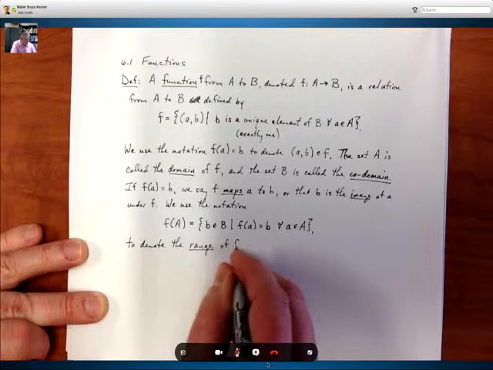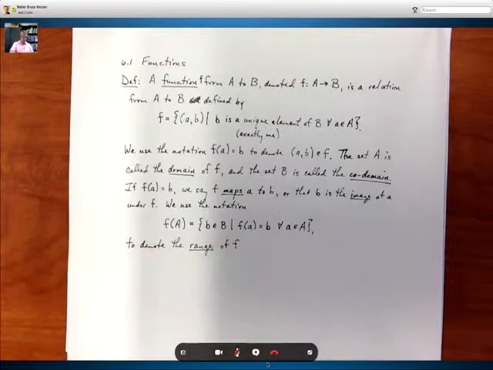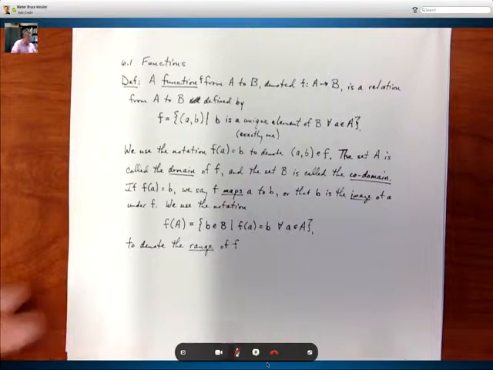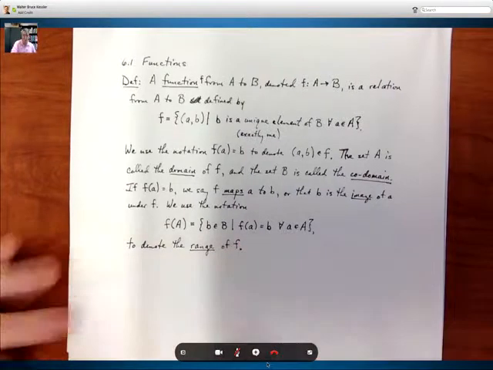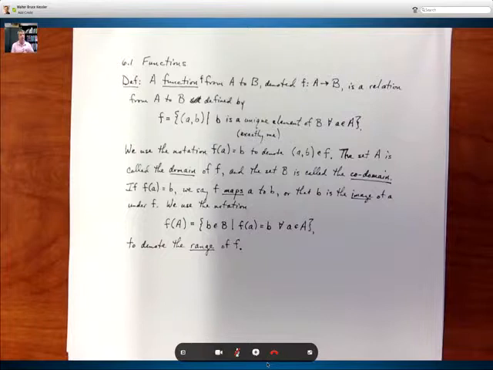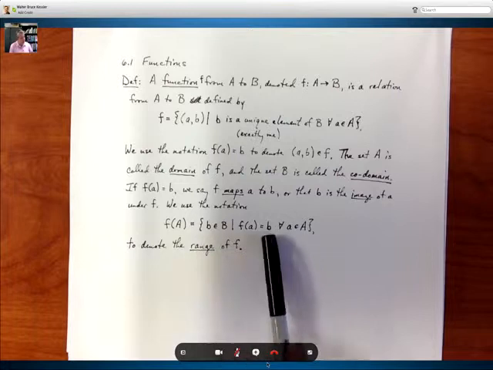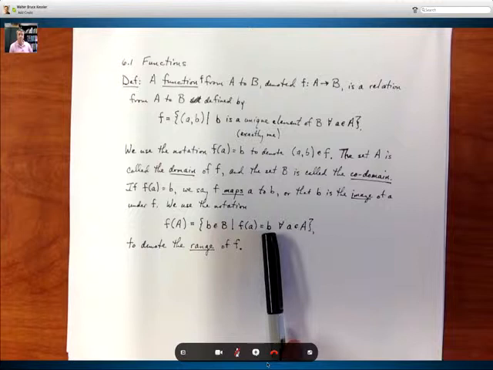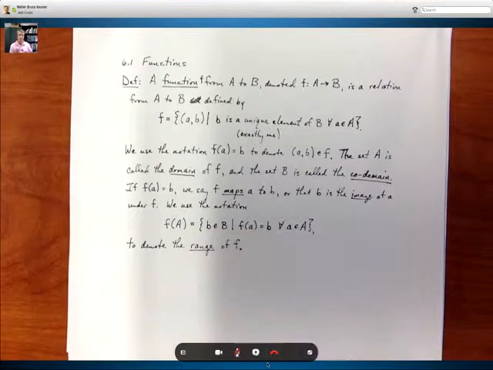the range of f. So there's that word again that we used with relations, and it's used exactly the same way. When we use the word range with relations, it means all the possible second coordinates of those ordered pairs. And that's what this is. These are all the possible second coordinates of these ordered pairs. The range will be a subset of the codomain.